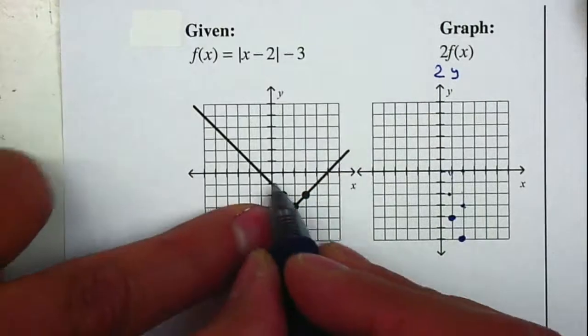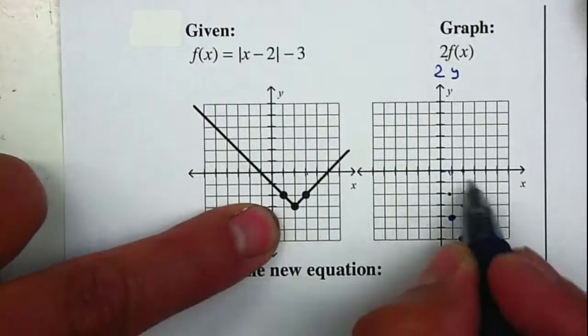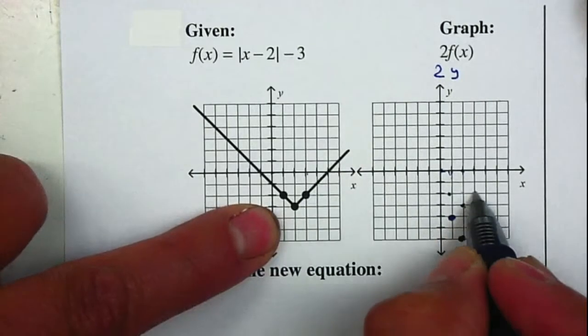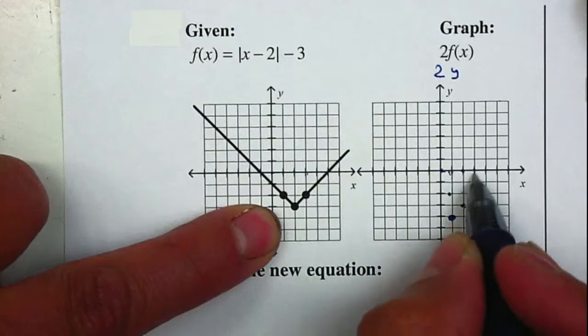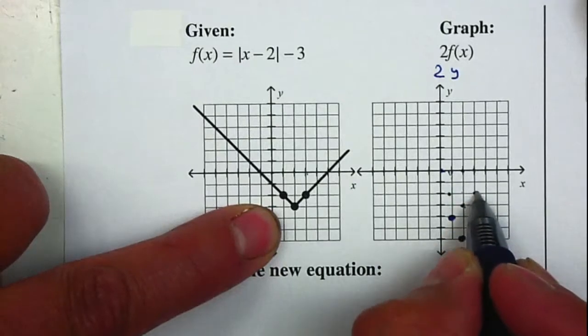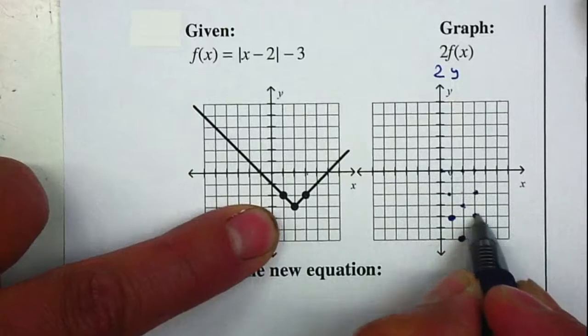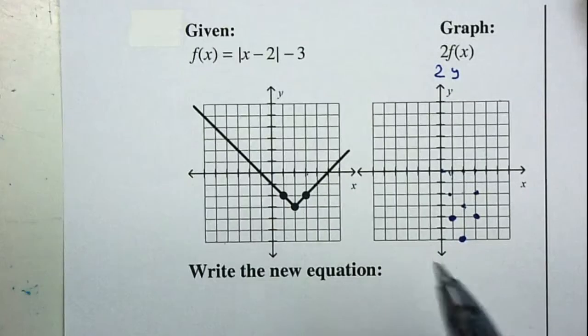I'm going to grab my other point, which is (3, -2). And I'm only going to multiply my y value. My -2 is my y value, multiplied by 2 gives me -4. And you can do that with every single point.